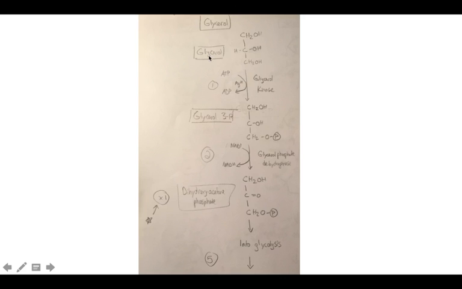This is just a quick conversion of the glycerol, how it's converted into dihydroxyacetone phosphate. So you can pause it here if you need to look at this, but you can see where the ATP is put in and the NADH is generated. And then this is going to go into glycolysis.